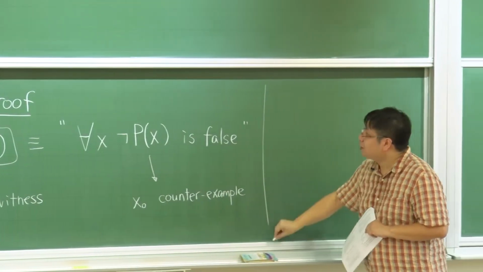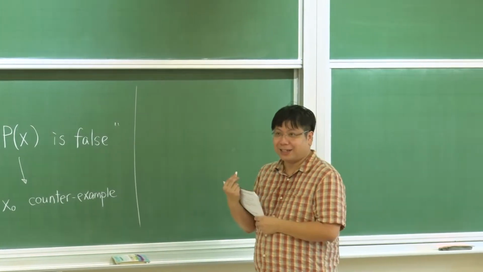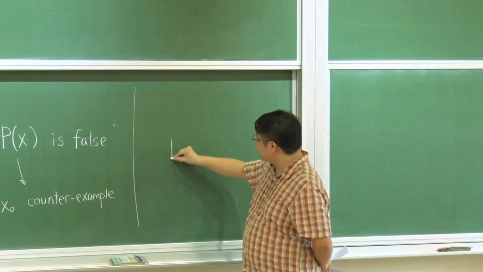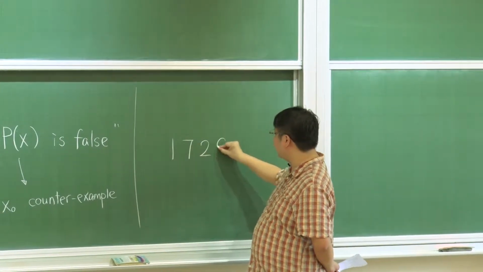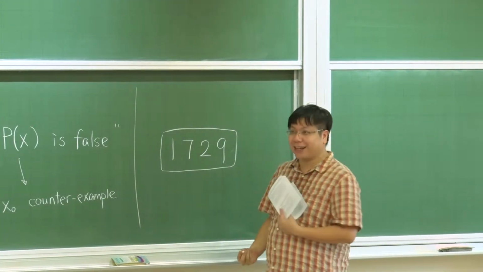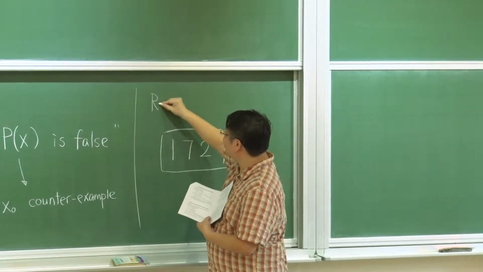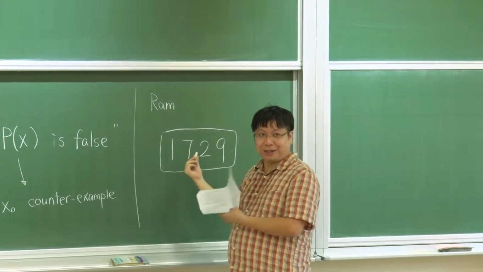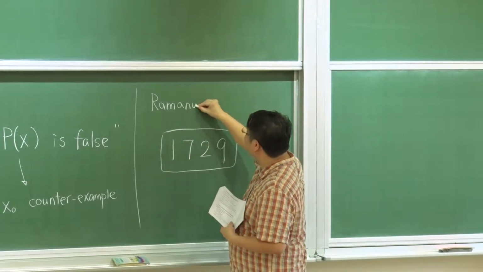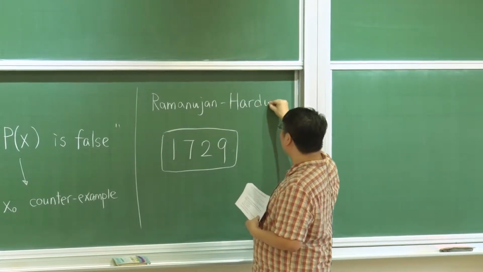Usually finding an existence proof, you find it mostly by luck. So let's take a look at this number, 1729. What's so special about this number? This number strangely has a name. It is called the Ramanujan-Hardy number, or Hardy-Ramanujan number, whichever.